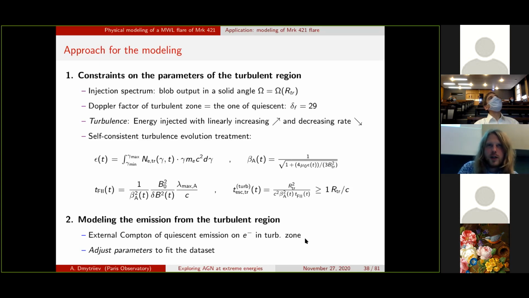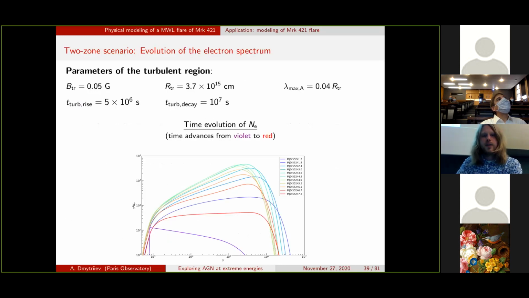And then, besides Fermi 2, we also take into account cross scattering between the two emitting regions because they are in close contact. We find that the external Compton contribution, so scattering of quiescent emission by the electrons in the turbulent zone, provides an important contribution, and we take it into account. So we fit the parameters, adjusting them to represent the data set well. This is our final solution.